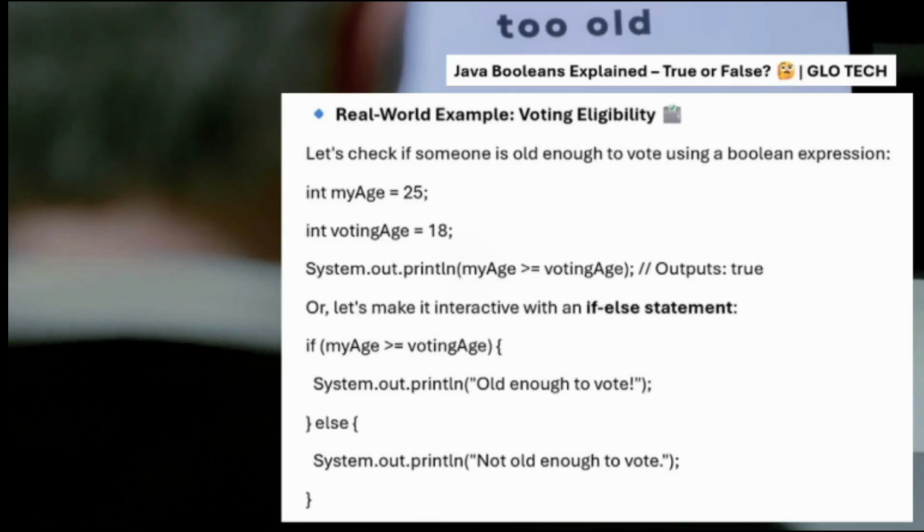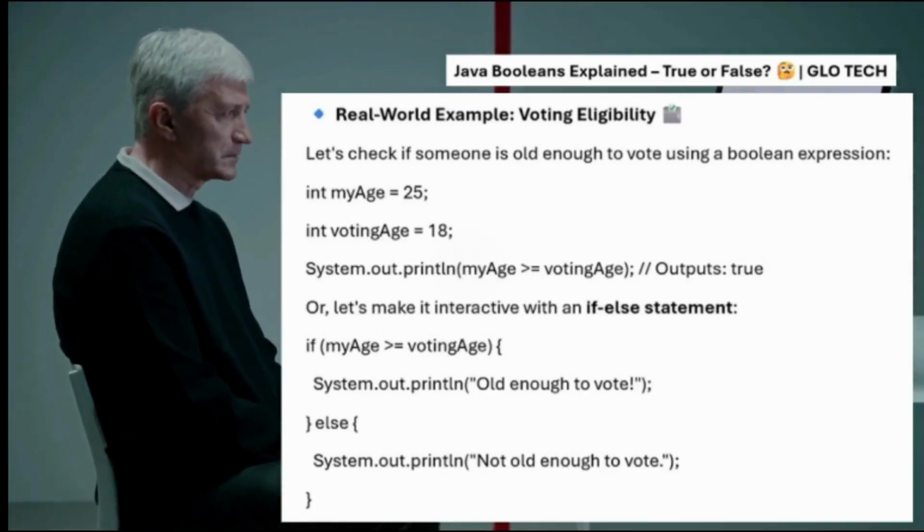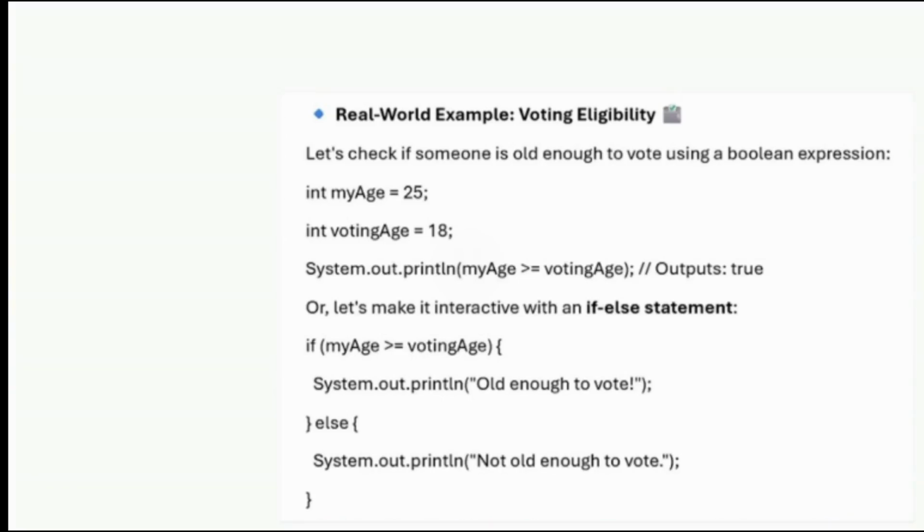Suppose we want to check if someone is old enough to vote. Java: int myAge = 25; int votingAge = 18; System.out.println(myAge >= votingAge); // outputs true. Or let's make it interactive with an if-else statement.